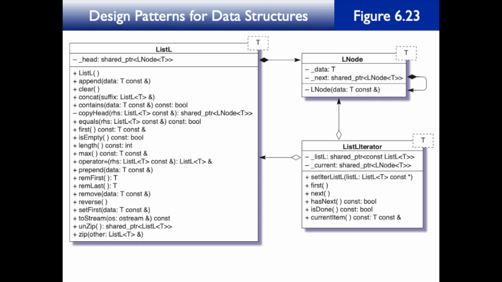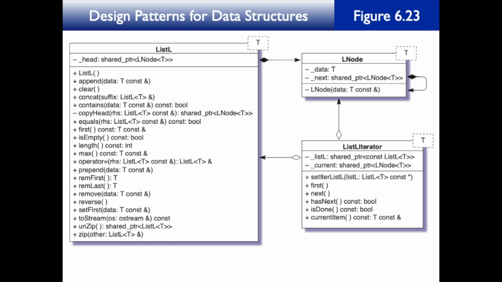And now it also provides for the user this set of 6 methods: a method called setIterListL, a method called first, a method called next, a method called hasNext, a method called isDone, and a method called currentItem. And the user of the iterator accesses the elements of the list through these methods. So the user of the list iterator is shielded from the fact that there is an underscore head, which is a pointer to a node, and all the internal details of a node.